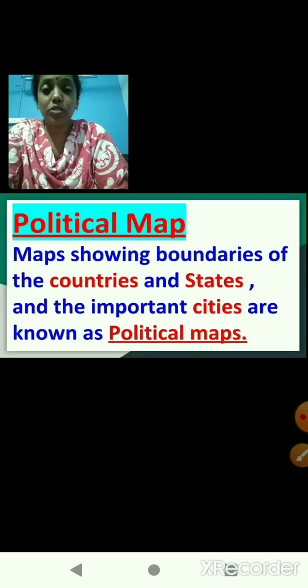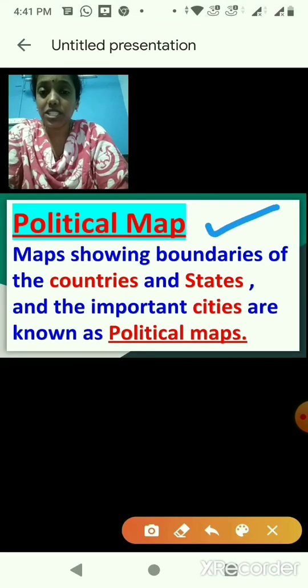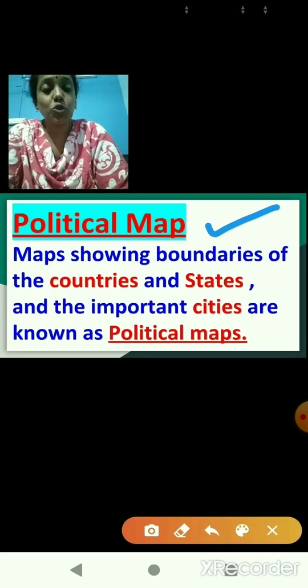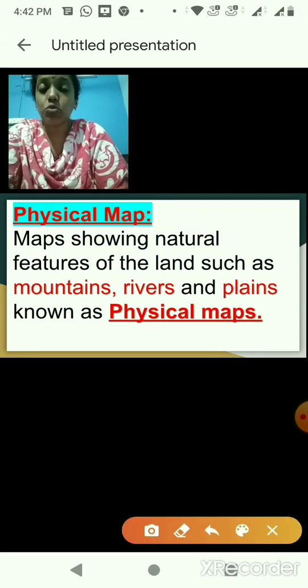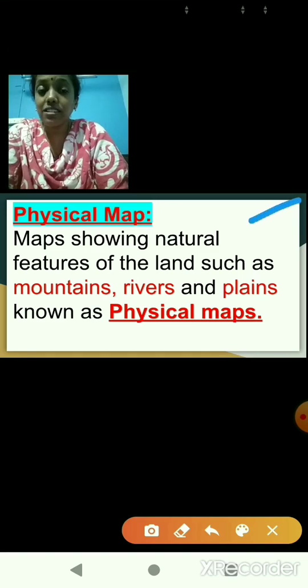Children, we studied about different types of map, and here we have a political map. Maps showing boundaries of the countries and states and the important cities are known as political maps. And we also studied about physical maps. Maps showing natural features of the land such as mountains, rivers, plains, deserts, etc. are known as physical maps.